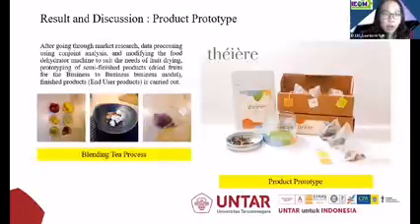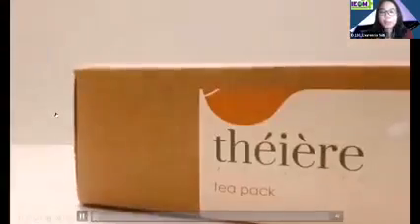And this is the product prototype. And after going through market research, data processing using conjoint analysis, and modifying the food dehydrator machine to suit the needs for the food drying, prototyping of semi-finished product or dried fruits for the business model, and the finished product or end user product is carried out. This is the blending tip process, and this is the product prototype. I will play the product prototype.